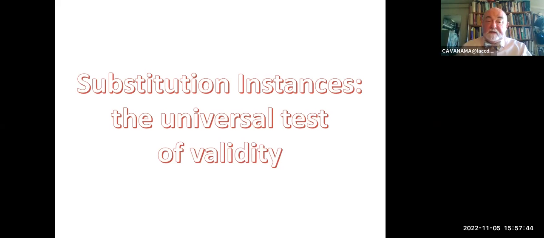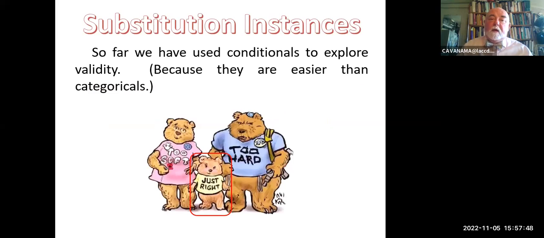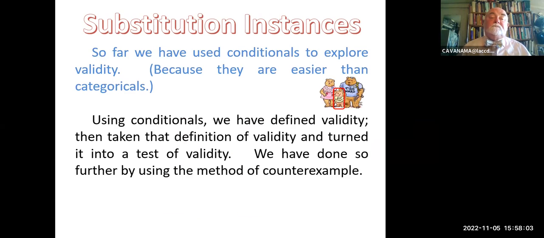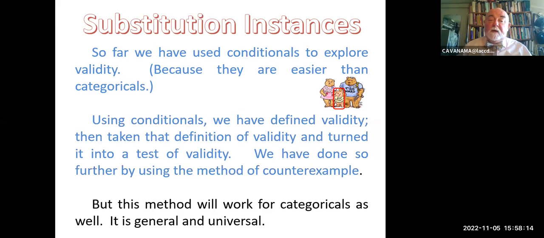Okay. That brings us to another test for validity. This is the universal test. It's called substitution. So far, we've used conditionals to explore the validity of our argument pairs: the 4 with 2 valid and 2 invalid, just right; the 4 with all valid, 2 soft, and the 256 hard. Using conditionals, we took the definition of validity and turned it into a test of validity. We've done this by using the method on our examples.